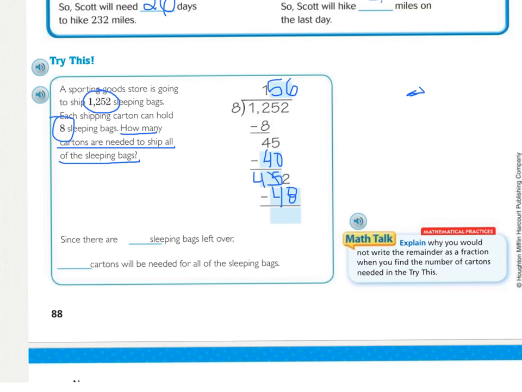Subtract. 12 minus 8 is 4. Is 4 less than 8? Yes, so I have a remainder of 4.